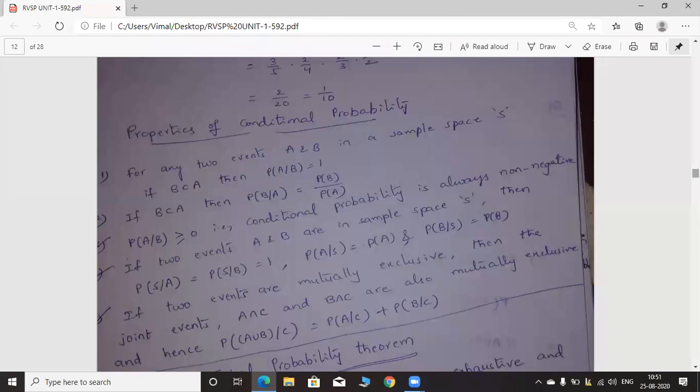Yes ma'am. Okay. Next, let us discuss the properties of conditional probability. What are the properties of conditional probability? We have 5 properties. What is the first property? For any two events, capital A and capital B in a sample space S, if B is a subset of A, then the probability of A given B is equal to 1.